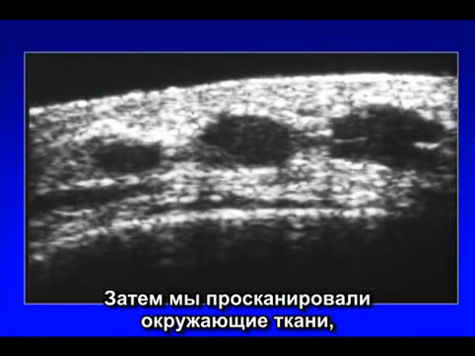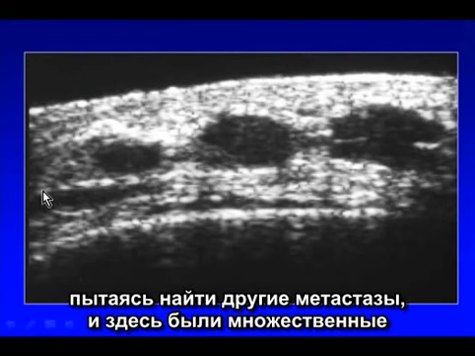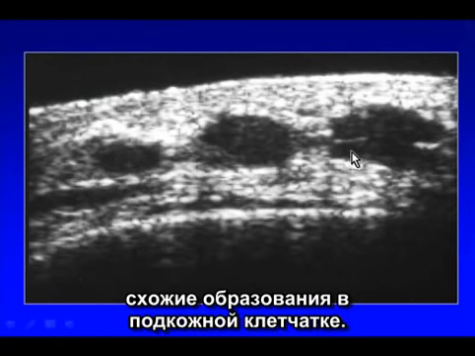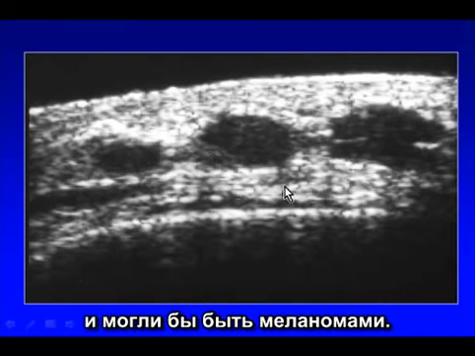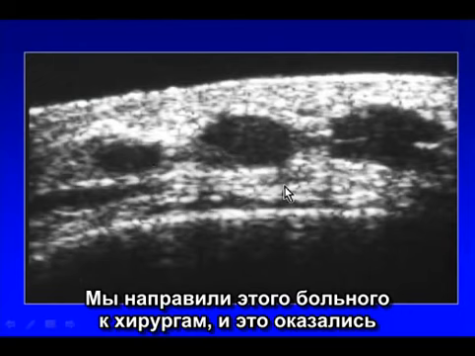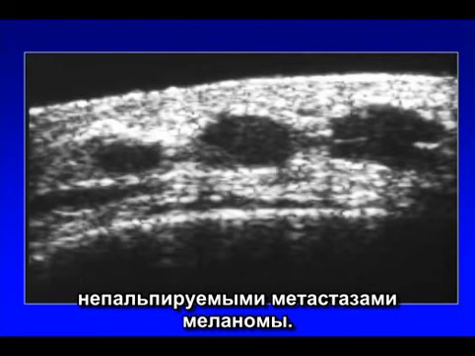We then scanned around the knee looking for others, and there were multiple implants within the subcutaneous tissues, all very similar looking, all very hypoechoic, which melanoma can be. And we sent them off to surgery, and these all turned out to be melanoma metastases that were not palpable.